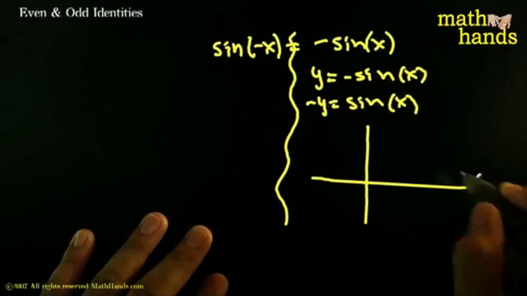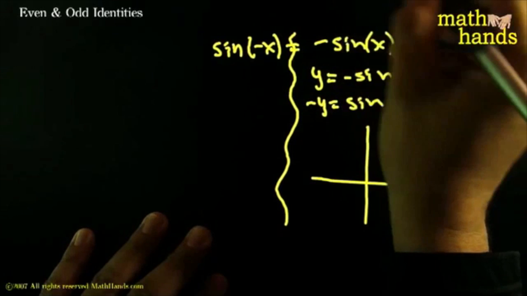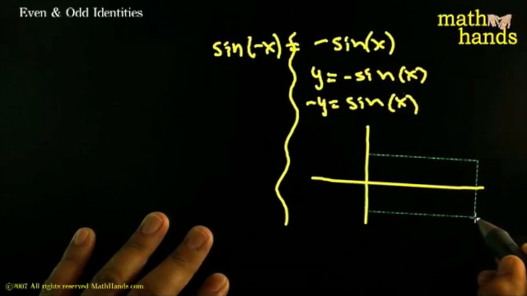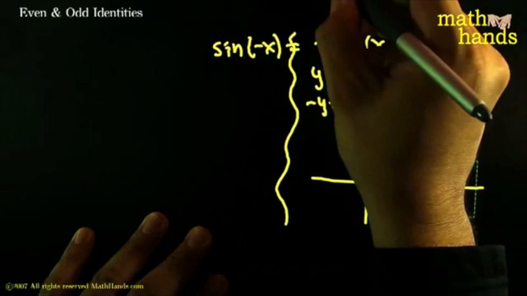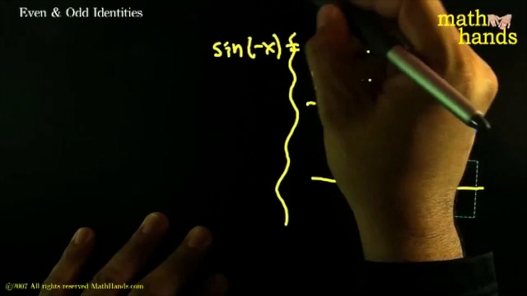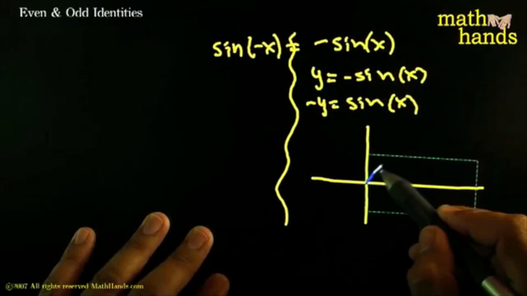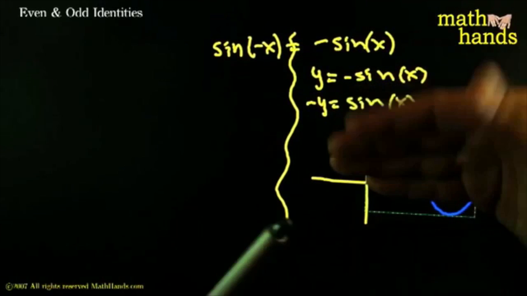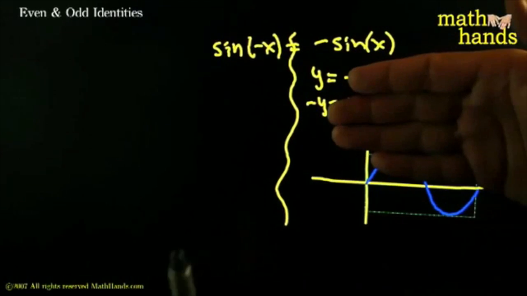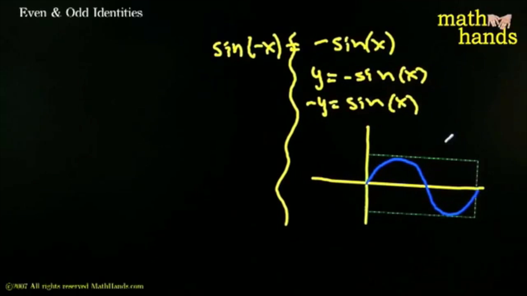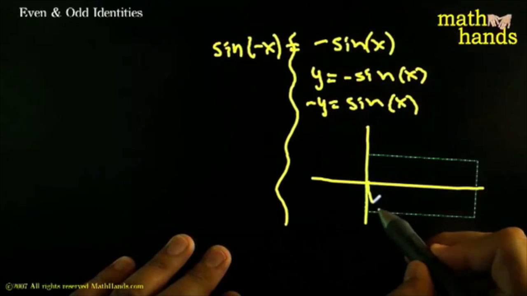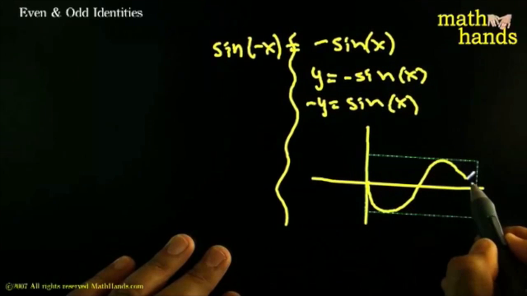So the graph would look like, let's see if we can do it. Let me draw the original graph. The original sine graph looks like this. But we want a flipped version of that. We want one where the positive y's become negative y's, and the negative y's become positive y's. So that will look like this. Right?